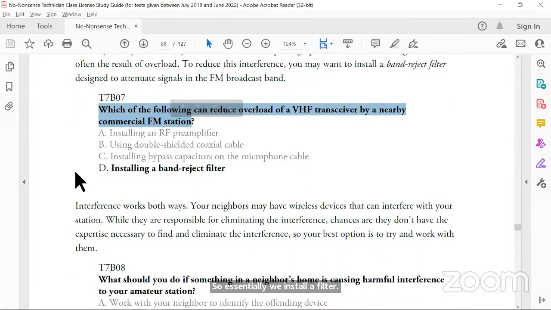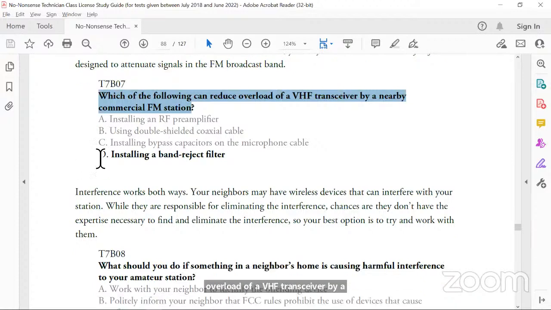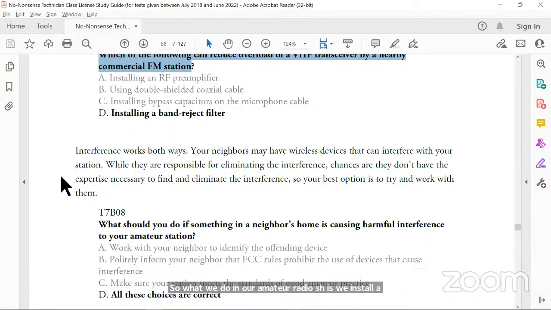Next question, which of the following can reduce overload of a VHF transceiver by a nearby commercial FM station? So what we do in our amateur radio shack is we install a band reject filter.